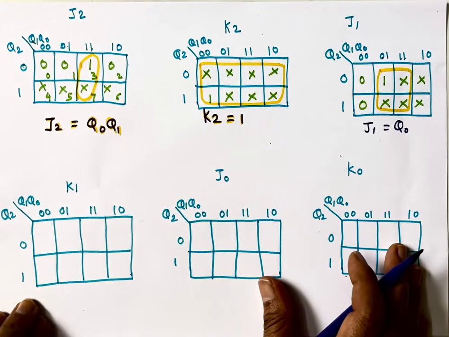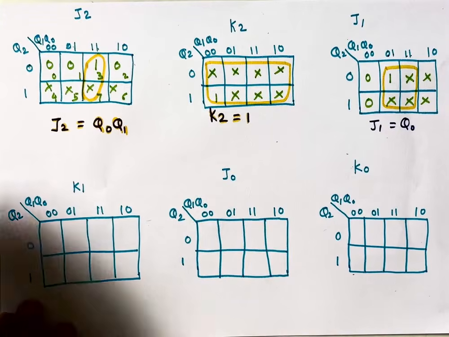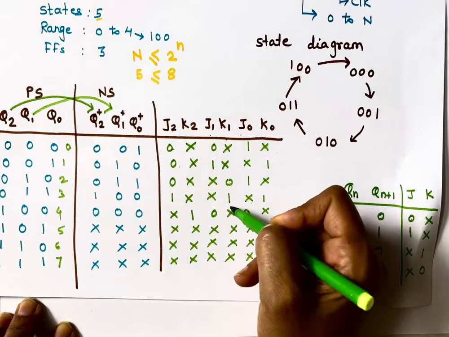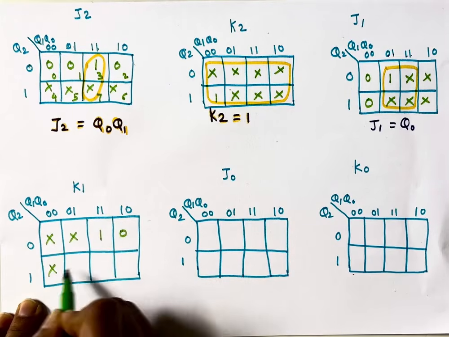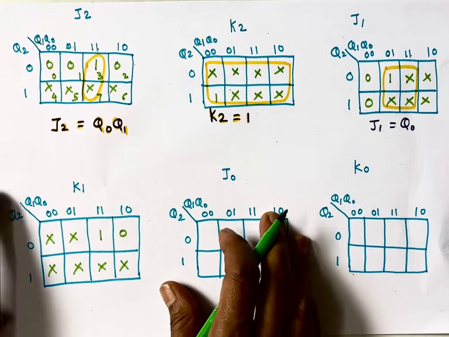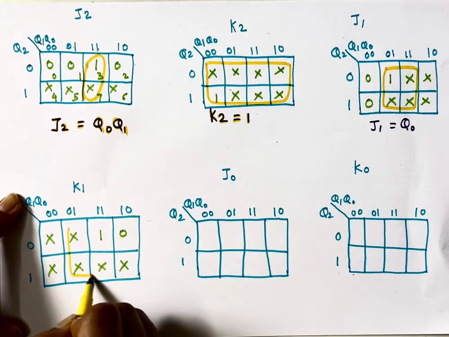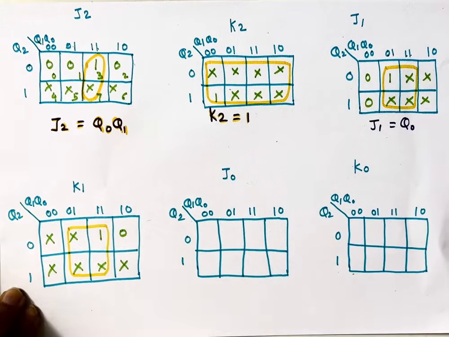Similarly, for K1, it is don't care, 0, 1, and then 4 times don't care. Here also we can make a quad, and we get the same equation.